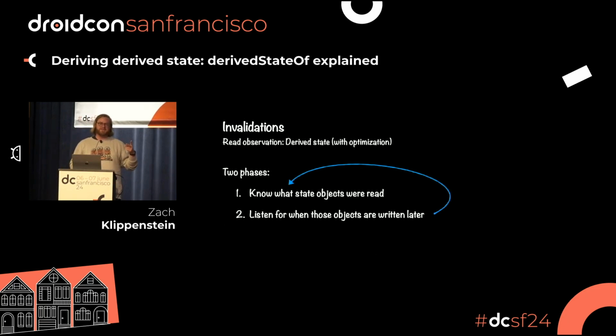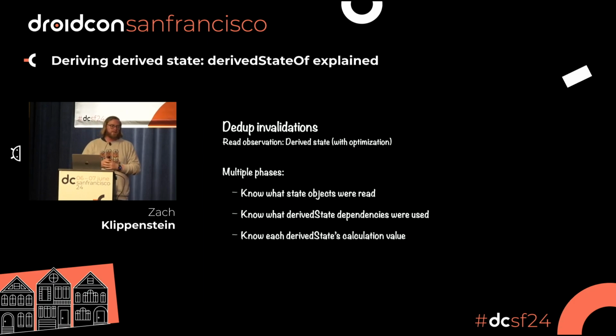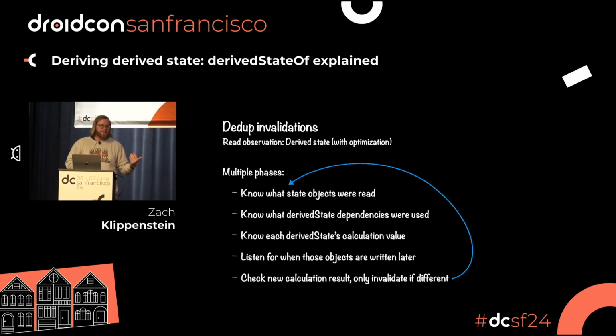I said earlier, there's 2 phases to tracking invalidations. Knowing what's read, and then knowing when those things are changed. To skip or deduplicate invalidations, we need to add a few more phases. So we still need to know what state objects are read. But when a derived state is read, we need to know what its dependencies were. So the dependencies of a derived state are the state objects that are read in the calculation function. Then we need to remember what that derived state's calculation result was. And again, listen for when the objects are changed. And then when something's changed, instead of immediately invalidating, we're going to see, actually it was a derived state that was read. So I'm going to ask it for its new value. And only if the new value of the derived state changed will I invalidate myself.